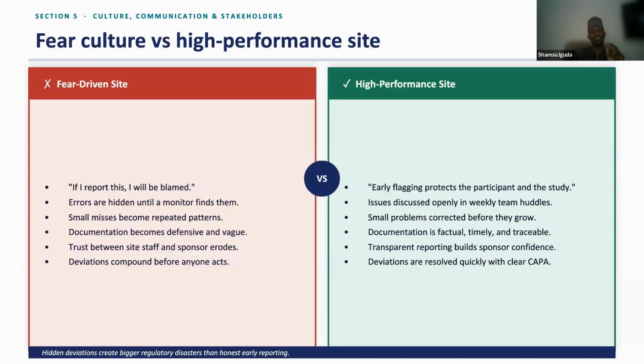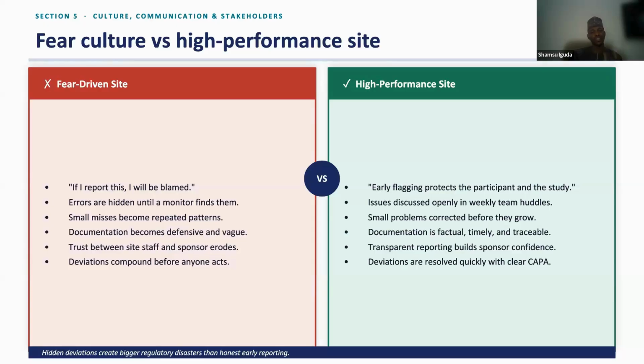Now let me describe the other side: what does the high-performance site look like? If you look at the other column, colored in green, what is possible when deviation reporting is safe? Issues are discussed openly in team huddles, not because the team is perfect, but because they have agreed that early identification is more valuable than the appearance of perfection. Small problems are corrected before they grow.